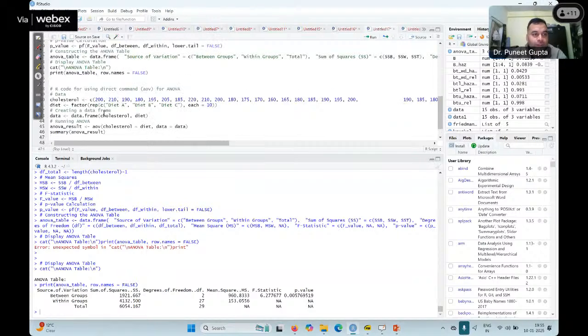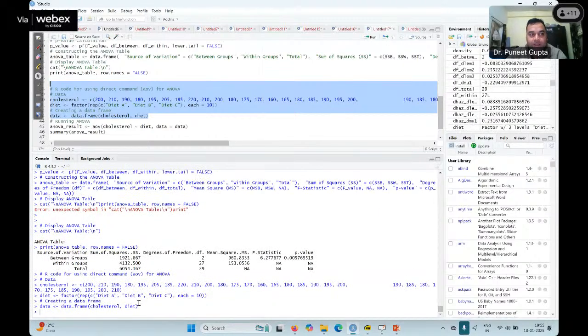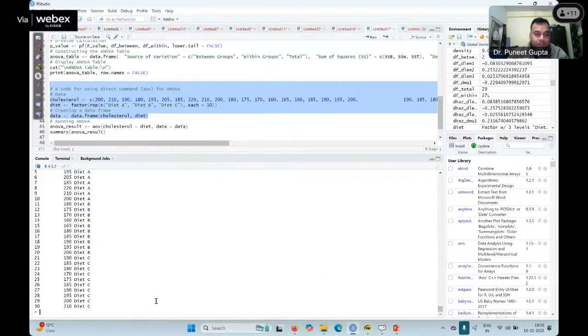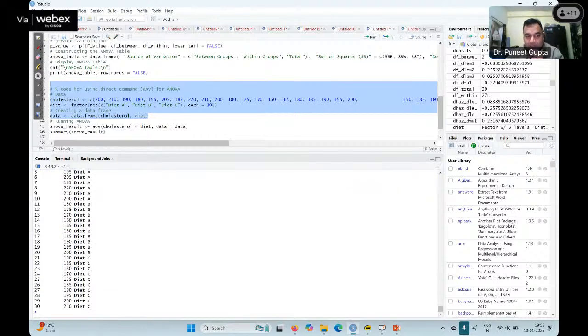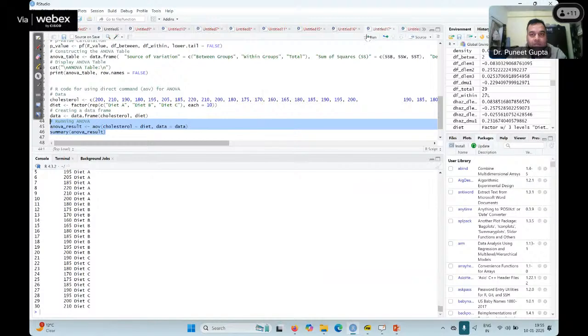First let me see how I prepare the data frame here. So now I'm entering data. So see, that's how I've created the data. 10 times diet A and their respective values, 10 times diet B, their respective values, and 10 times diet C in their respective values, right? Now just run the commands.